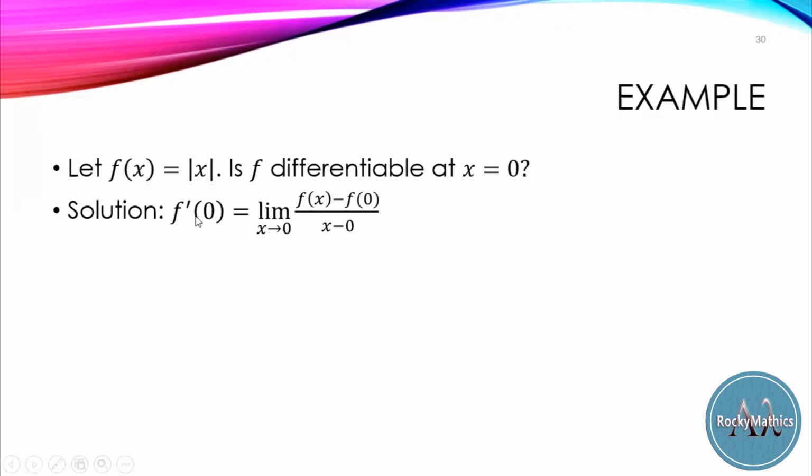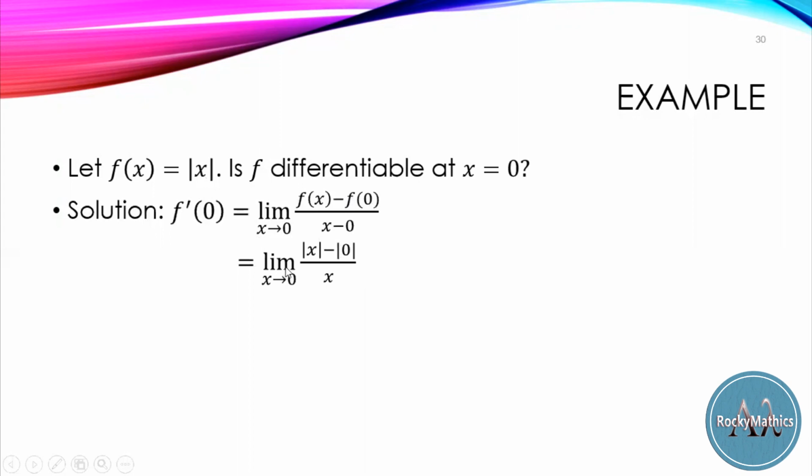So f prime of 0 is equal to the limit of f of x minus f of 0 over x minus 0 as x approaches 0. Since the formula is our guide, all we have to do is follow this one. So we have limit of f of x. What is f of x? The f of x is absolute value of x minus f of 0. To get the value of f at x is equal to 0, we are going to substitute 0 to the absolute value of x. Then this is the answer.